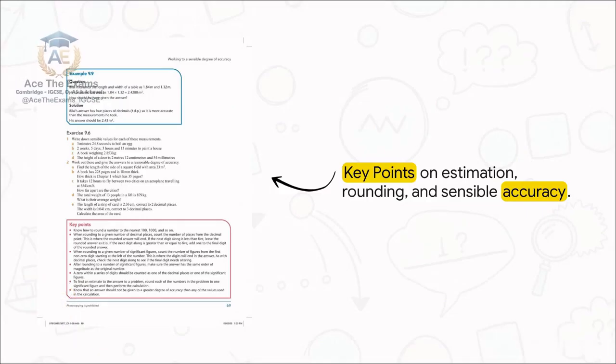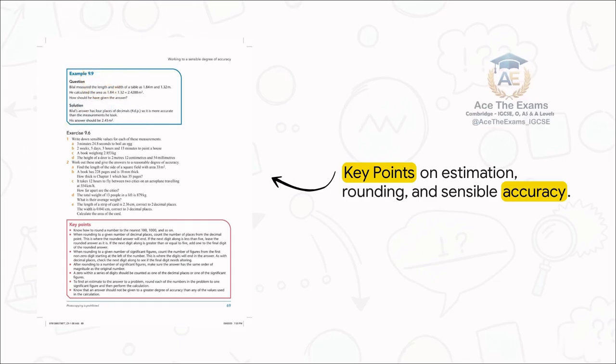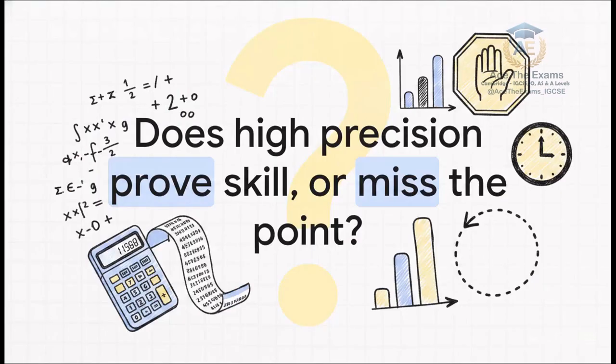Let's bring this all together. To truly master estimation, you need to use known visual benchmarks to measure the physical world. When dealing with abstract numbers, round to one significant figure to instantly unlock those rapid mental estimates. And above all else, always, always match your final accuracy to your starting data to ensure your answers actually make sense in reality.